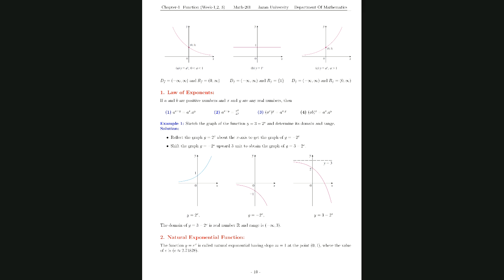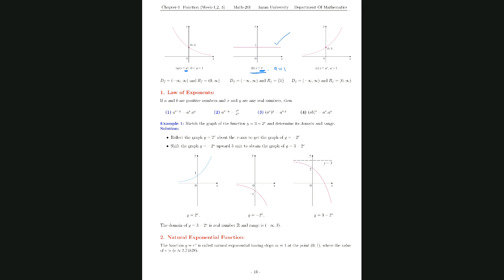Second case, case number b. Here a is equal to 1. If a is equal to 1, then this will be 1 power x. Then what will happen? This function will be like 1 power x, and this is the graph: a horizontal straight line.